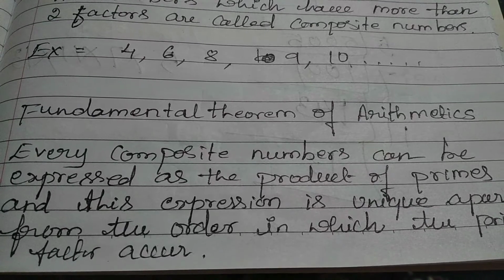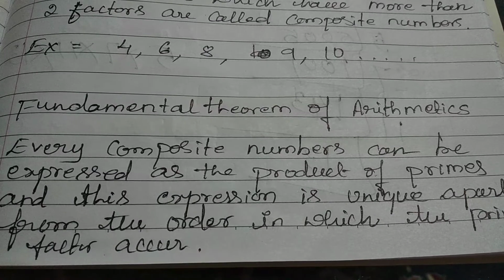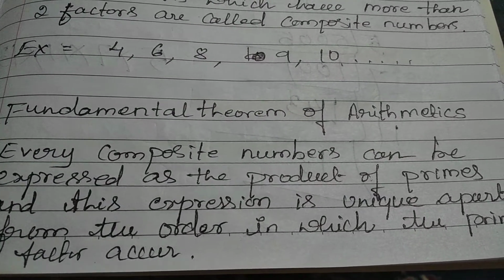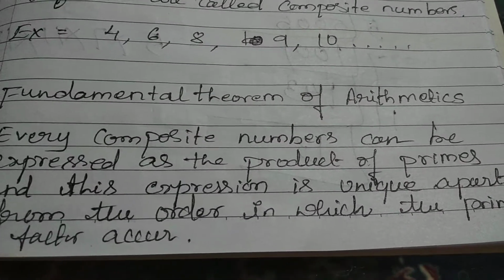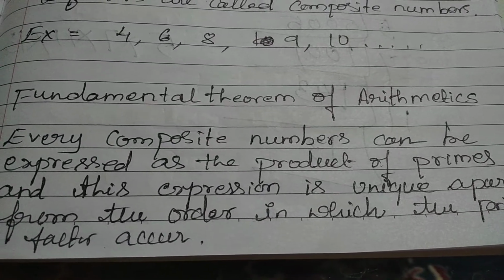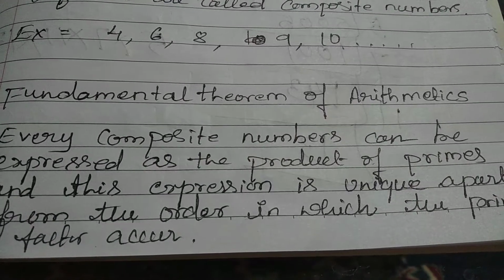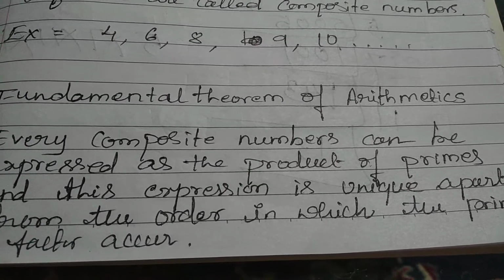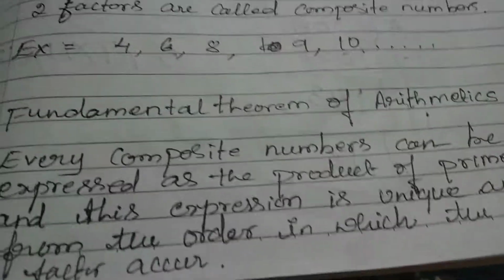Every composite number can be expressed as the product of primes, and this expression is unique apart from the order in which the prime factors occur. Okay, I'll read once again. Every composite number can be expressed as a product of primes, and this expression is unique apart from the order in which the prime factors occur. Now we can understand this by giving an example.